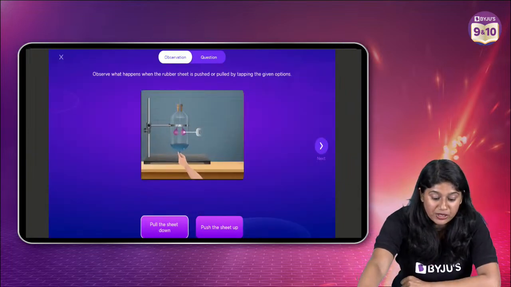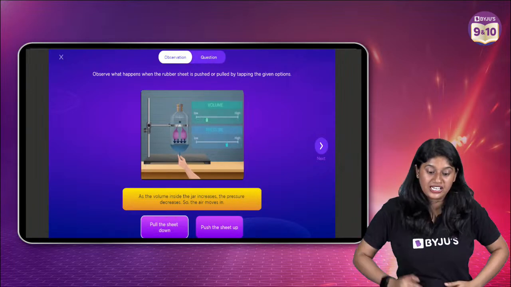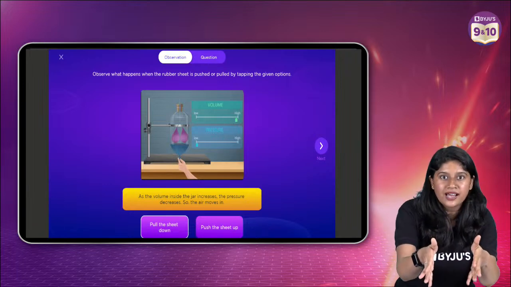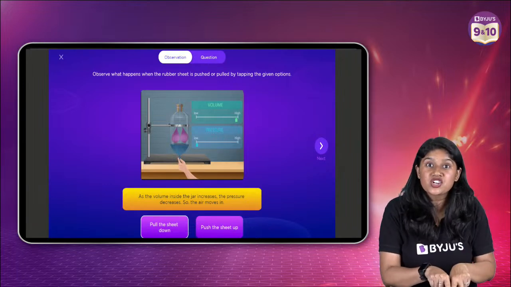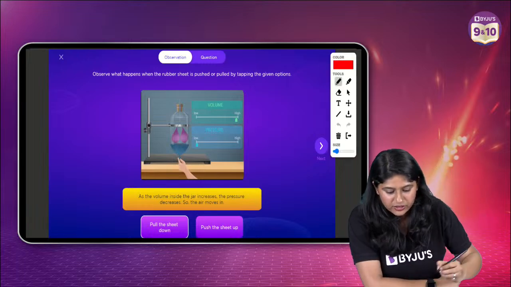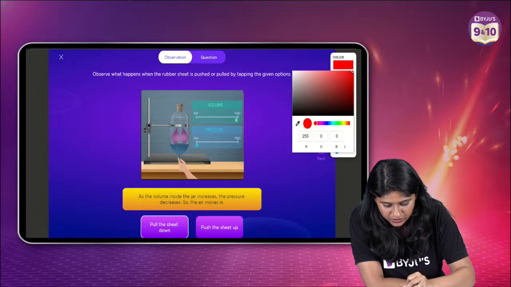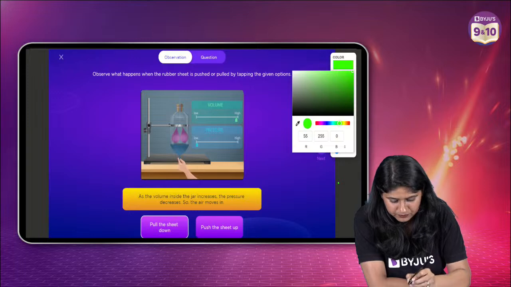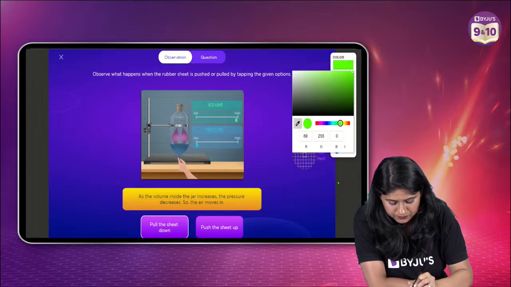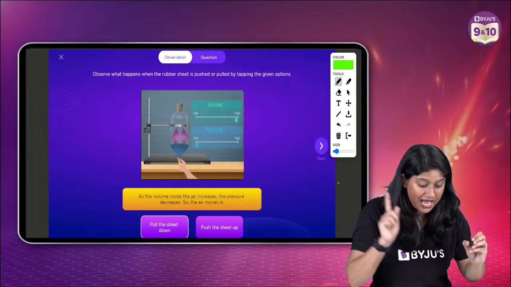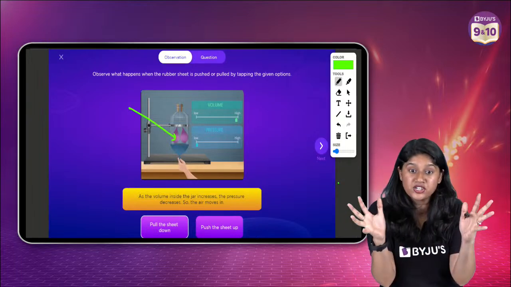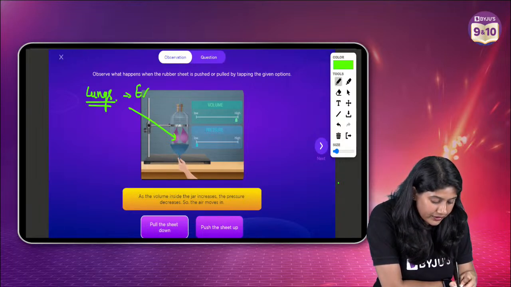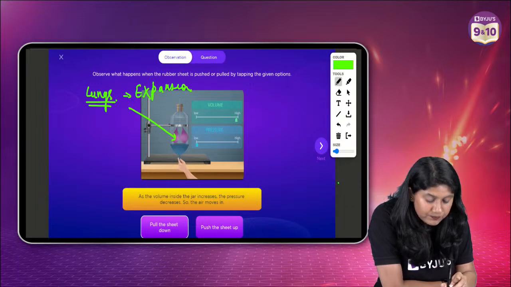Everyone see over here. If we pull down, what will happen? We're actually inhaling. Volume is really very high, pressure is low, and the air will move inside the lungs. This is what we just understood, right? Give me a minute, I'll just change over here. See everyone, what is happening? We can see the expansion. Lungs are expanded.